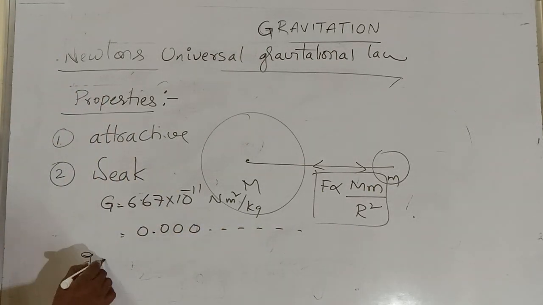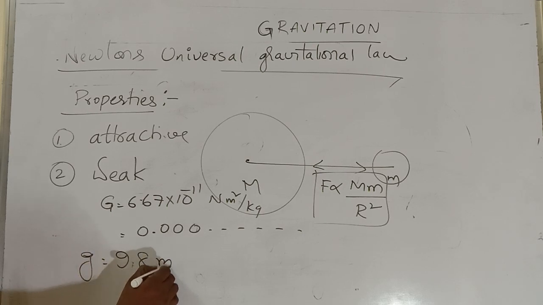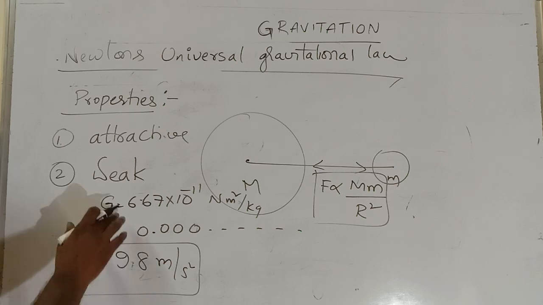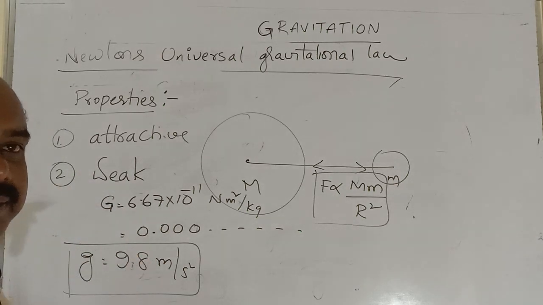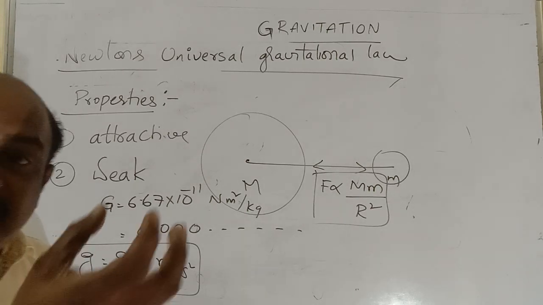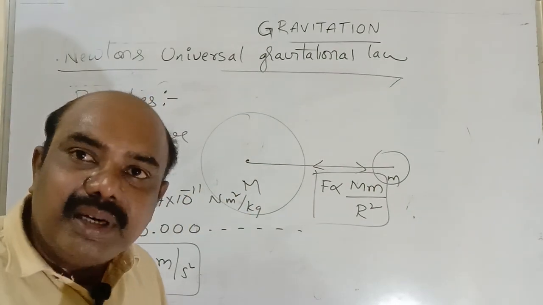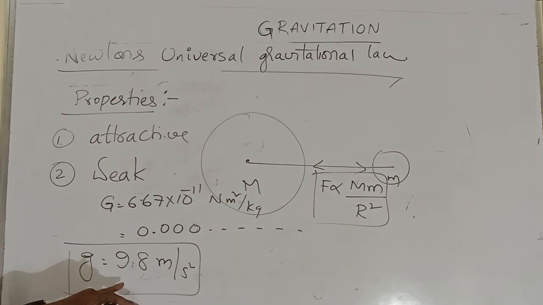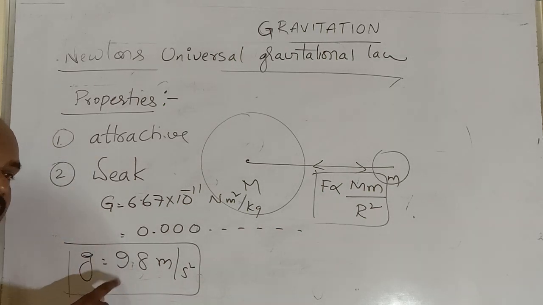But acceleration due to gravity is 9.8. Acceleration due to gravity, the earth's gravity, is very high, but gravitational force is very less. Gravitational force exists between any two bodies. Acceleration due to gravity is the acceleration towards the center of the earth. The earth's center is attracting with very high force. That is why we are stuck onto the ground. We are walking, running, surviving only because of gravity.